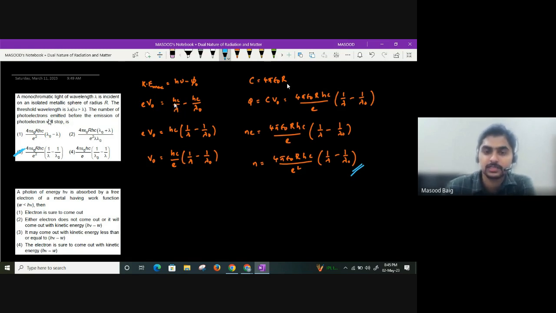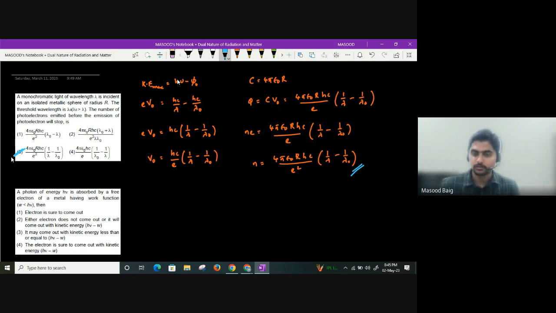Whenever wavelength is less than threshold wavelength, photoelectric effect will take place. If wavelength is more than threshold wavelength, photoelectric effect will not take place. If frequency of incident light is more than threshold frequency, then photoelectric effect is going to take place. If frequency of incident light is less than the threshold frequency, then photoelectric effect is not going to take place.